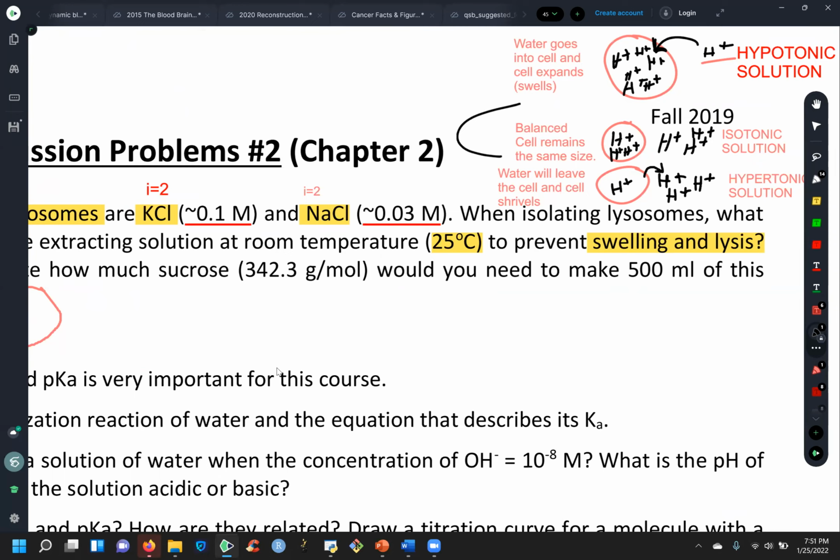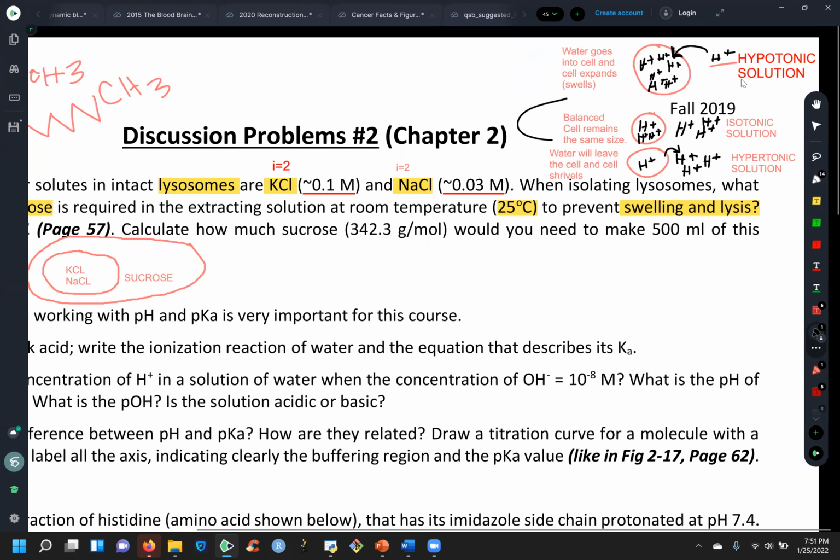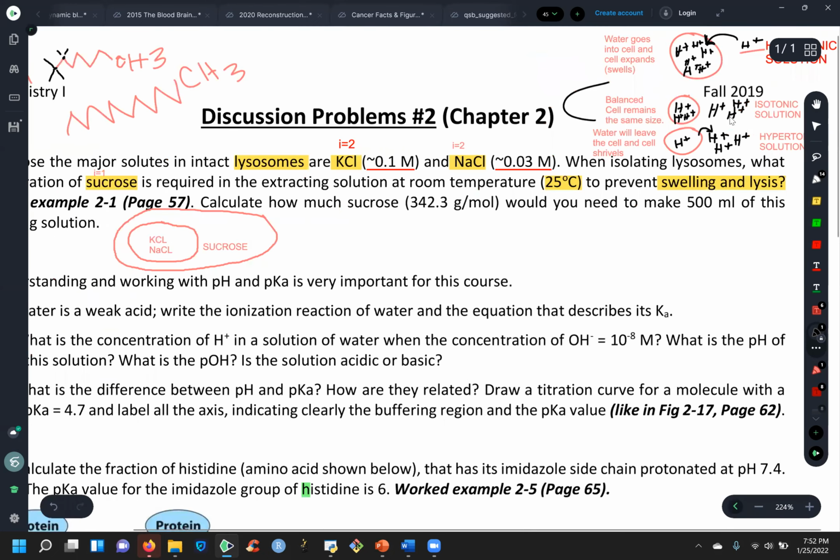They want the cell to remain the same size. And that means that they're telling us that they want an isotonic solution. So however much salt or solutes are inside the cell, we have to make the exact same amount outside the cell in the extracting buffer. So that is why it was super important for you guys to understand this concept, because if not, you would get this whole question wrong. Okay, so that's why I focus so much on the concepts.